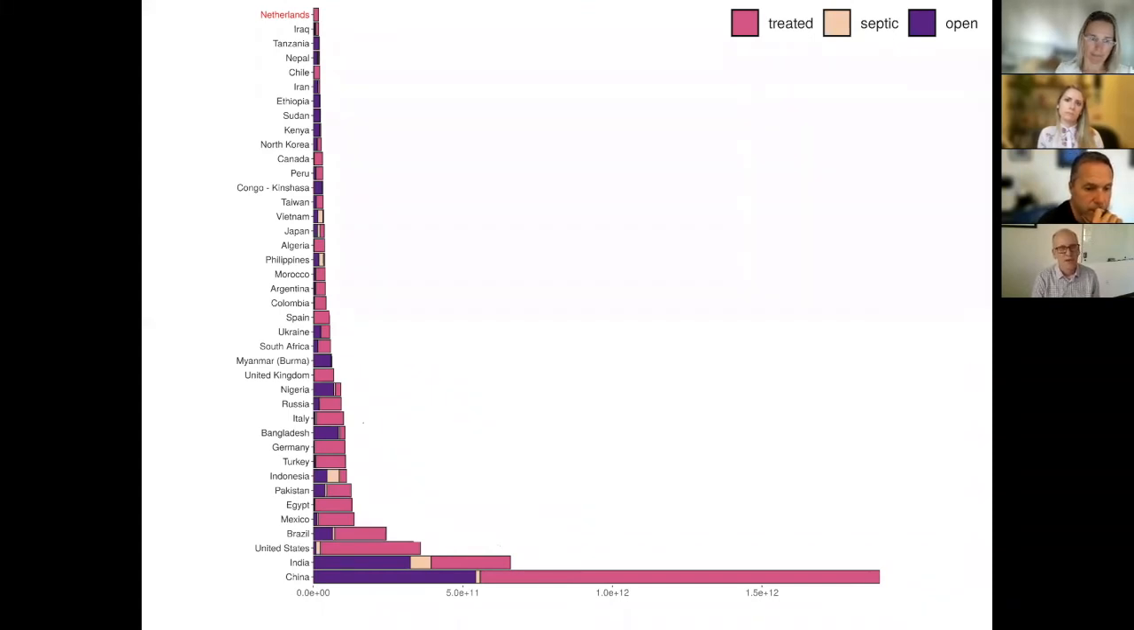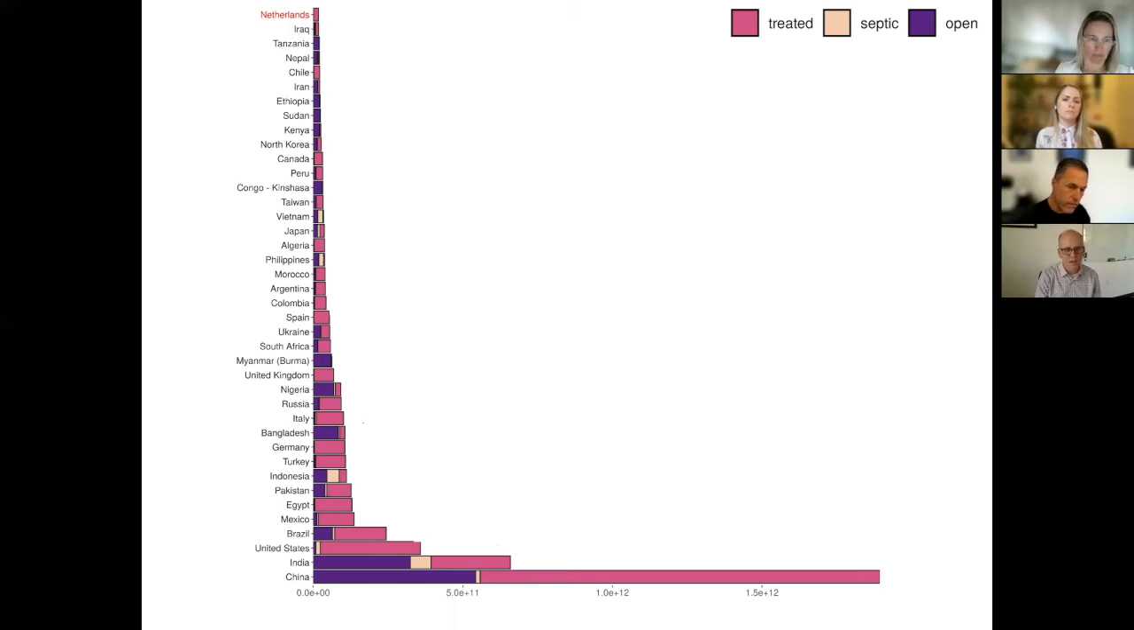So the three colors here are treated or sewered systems in pink, the septic systems in that beige color, and open defecation in the purple color. So not surprisingly, some of the largest countries in the world with the most number of people, China, India, United States, Brazil, Mexico, these are really large populations, are also the ones with the largest total amount of wastewater nitrogen. But you can see really big differences in the proportion coming from different types of wastewater.